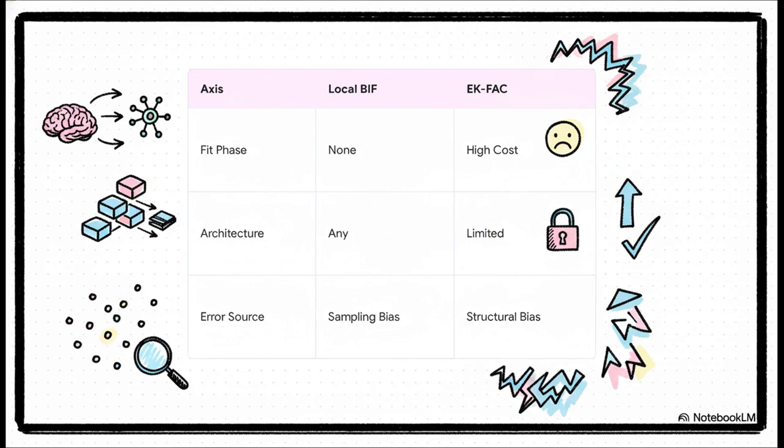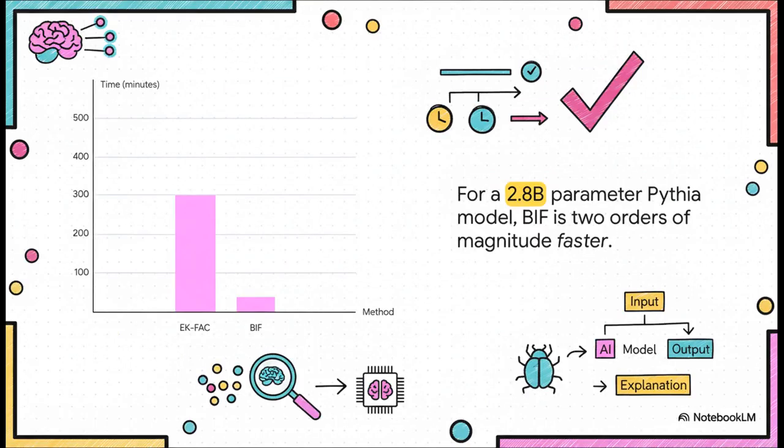BIF is basically plug and play. There's no big, expensive setup, and it works with any kind of AI. EK-FAC, on the other hand, is expensive to get running, and it's super picky about what kind of model it will even work on. But here's the real knockout punch: the speed. For a massive model with 2.8 billion parameters, EK-FAC takes about 300 minutes. That's 5 hours. BIF, 3 minutes. No, that's not a typo. It is literally 100 times faster. That's not just an improvement, that is a total game changer.